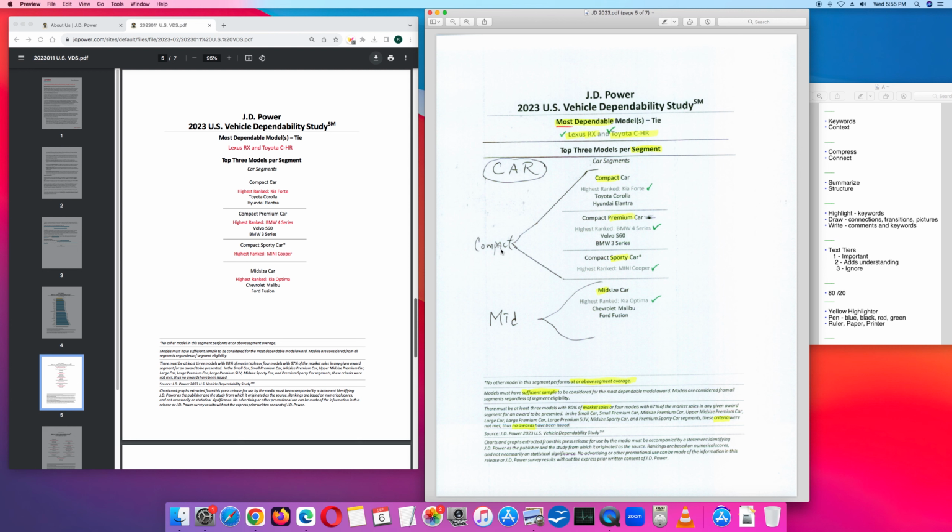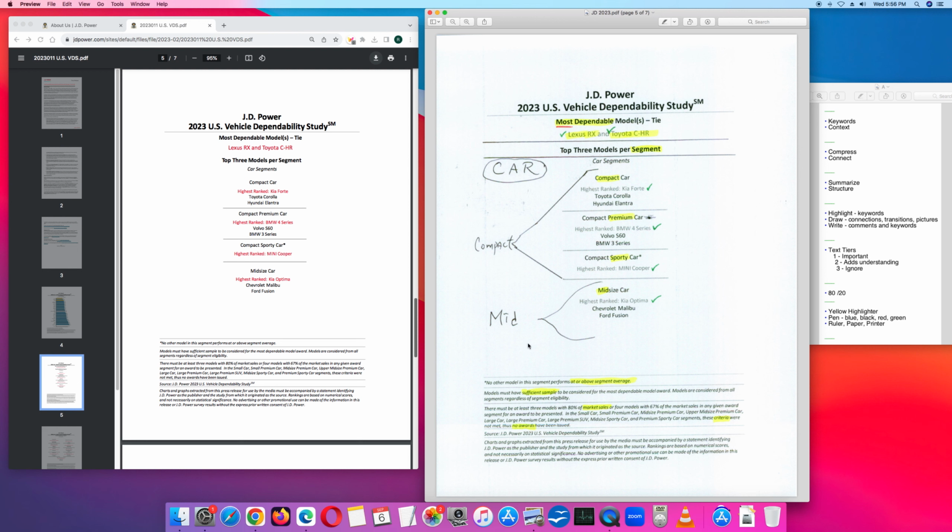Under compact they have 3 subcategories. They have compact, premium compact, and sporty compact. Compact, highest ranked, Kia Forte. Premium compact, highest ranked, BMW 4 Series. Sporty compact, Mini Cooper, highest ranked. So those were compact.